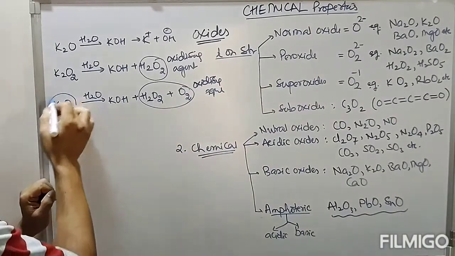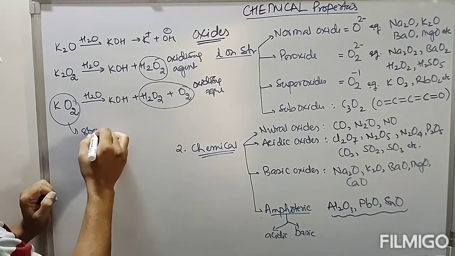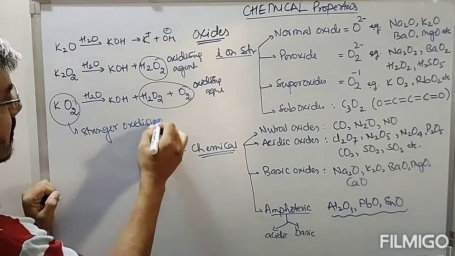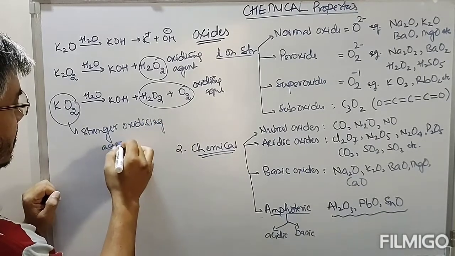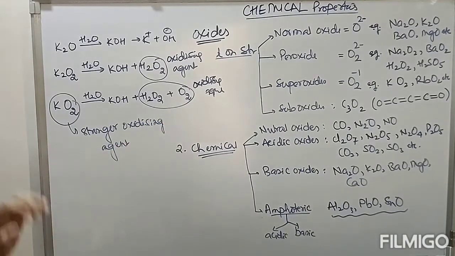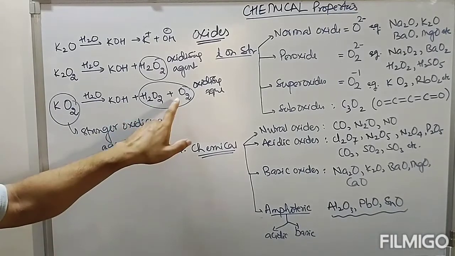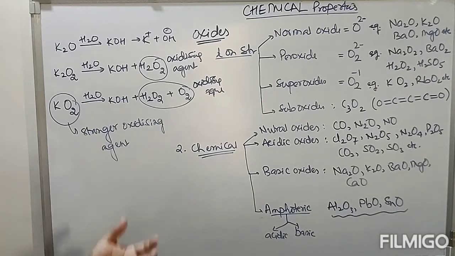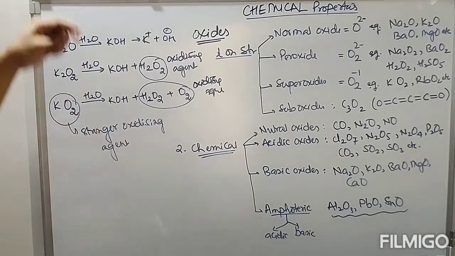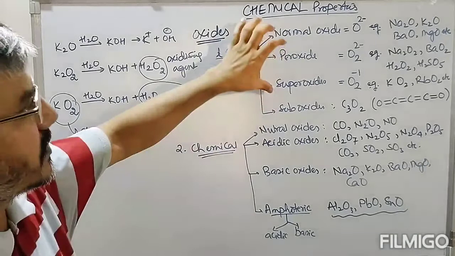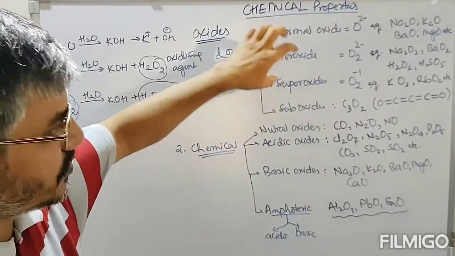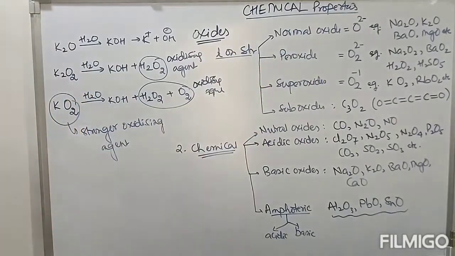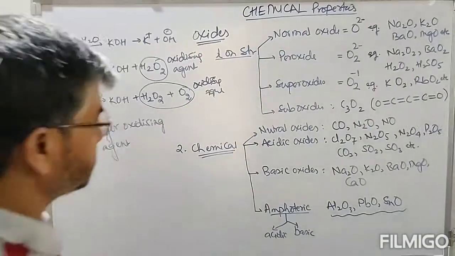So this potassium peroxide is a stronger oxidizing agent. Why is this a stronger oxidizing agent? Due to the formation of additional oxygen, which itself acts as an oxidizing agent. So when we compare the oxidizing property of peroxides and superoxides, superoxides are stronger oxidizing agents than the peroxide ions. This is the reason.